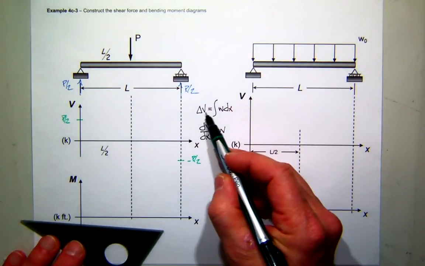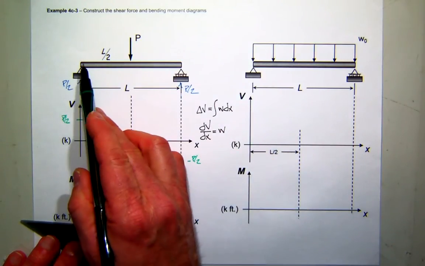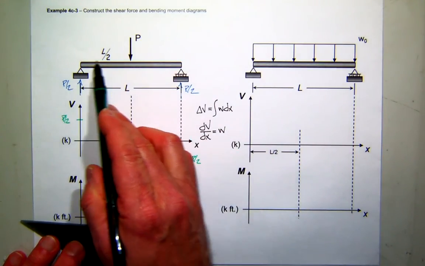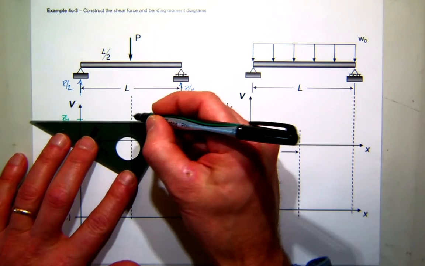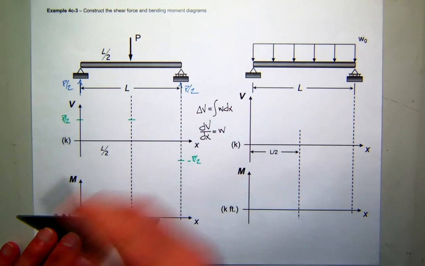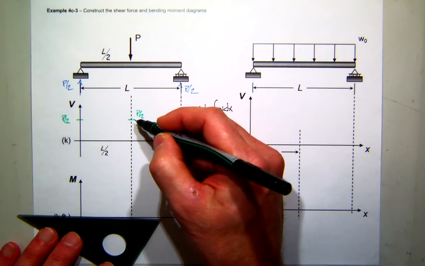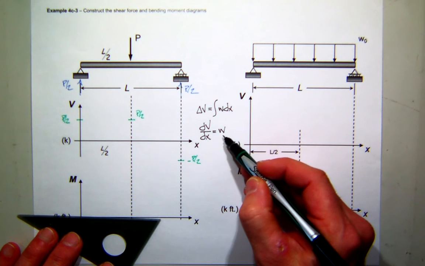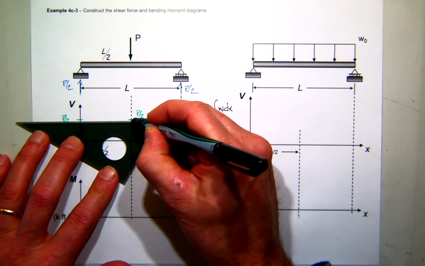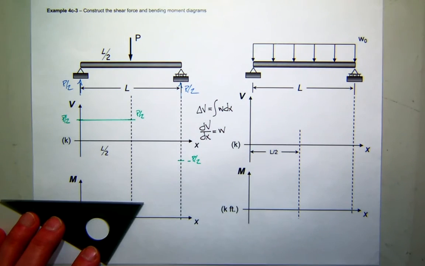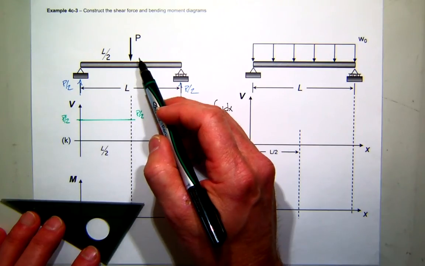According to this, the change in shear between any 2 points is the area of the load curve. So let's look at the change in shear from 0 to L over 2. What's the load curve there? 0. So there's no change. So I should stay at P over 2. And what curve should connect those lines? Well, according to this relationship, it should be equal to the value of the load. The load is 0, so that means the slope is 0.